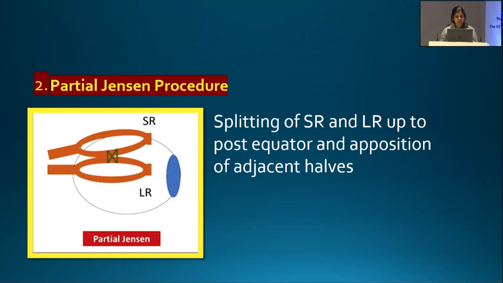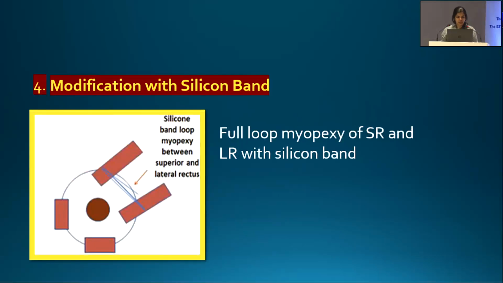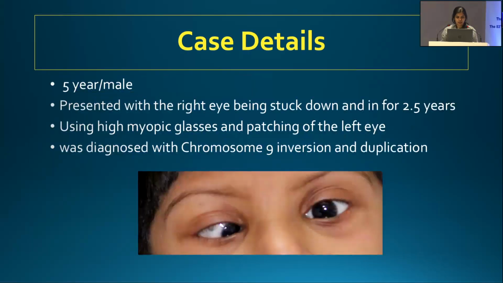Next is the partial Jensen procedure, where the muscles are split up to the post-equator region and apposition of adjacent halves is done. Yamada procedure, where there is hemitransposition of the superior rectus and lateral rectus with combined large medial rectus recession. The last one is the modification with silicone band, where full loop myopexy of superior rectus and lateral rectus with silicone band is done.